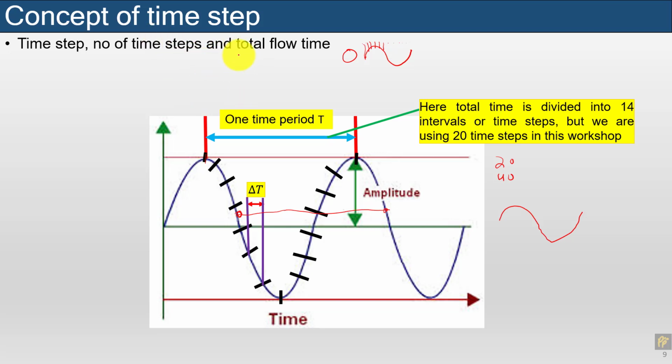So the total time will be equal to at least 5 cycles. Initially we will allow the flow to establish itself. Then once the flow is periodic in nature, like it is repeating itself and following some pattern, and after this is confirmed, then for the last 5 cycles we will take the data and average it out for the drag coefficient and the lift coefficient.